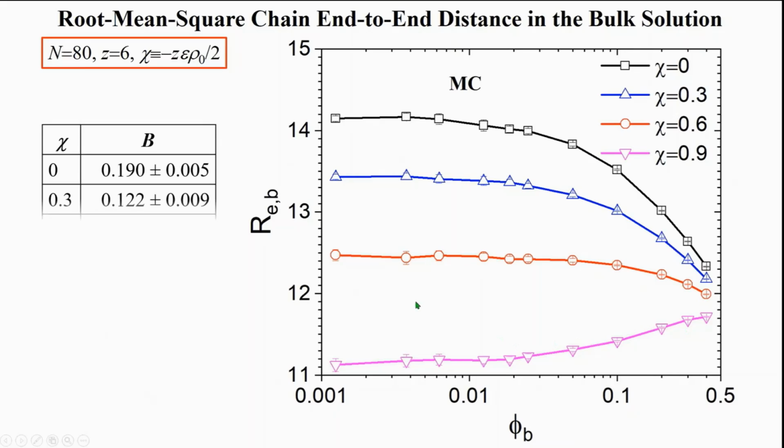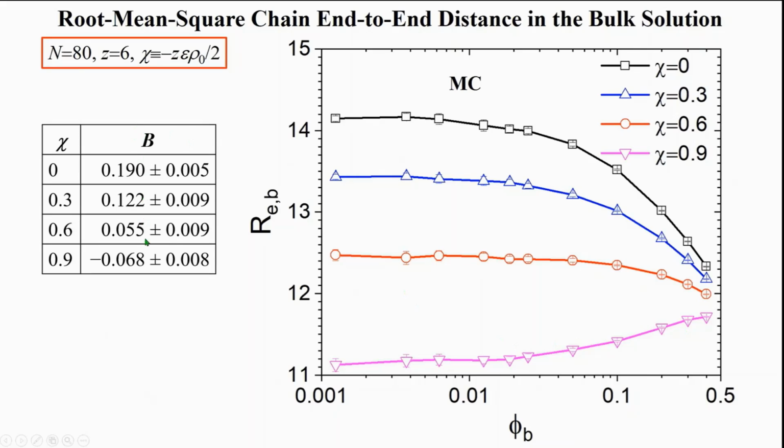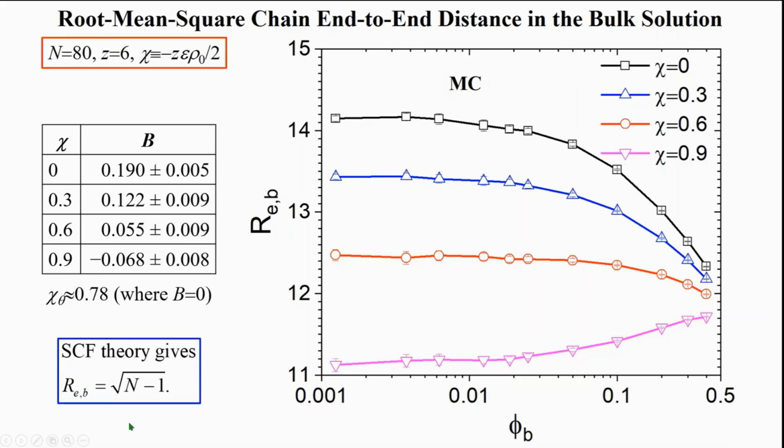This table shows that the second virial coefficient B decreases with increasing chi, and it becomes negative at chi equal to 0.9, consistent with the plot here. Our Monte Carlo simulations actually gave the theta point to be around chi equal to 0.78. Note that due to the finite chain length used here, all these chi values are still below that at the critical point given by the Monte Carlo simulations as shown later. Finally, the self-consistent field theory gives ideal chain conformations in the bulk solution, thus a REB value smaller than the Monte Carlo results, due to its mean field approximation.